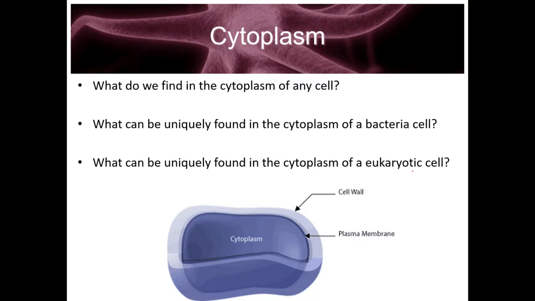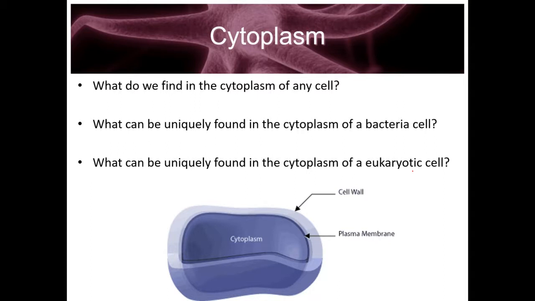Now, there are some things that are uniquely found in the cytoplasm of a bacteria that's different than what might be uniquely found in the cytoplasm of a eukaryote. And you guys already mentioned it. Uniquely, you would find DNA in the cytoplasm of a bacteria cell, which you would not find in a eukaryote. However, in the cytoplasm of a eukaryotic cell, you would find organelles like the nucleus and the mitochondria and the ER that you wouldn't find in a bacteria cell. So make sure you can distinguish one from the other.